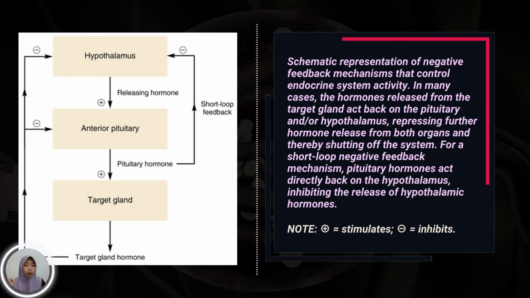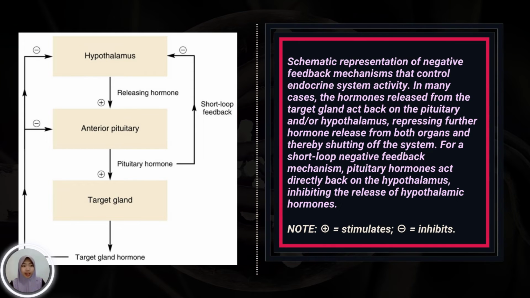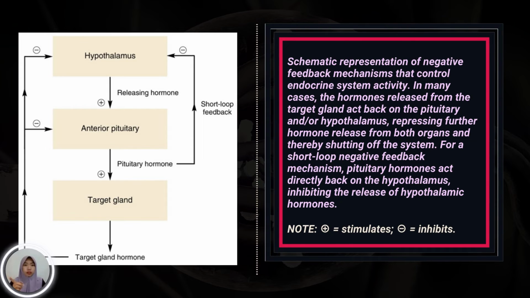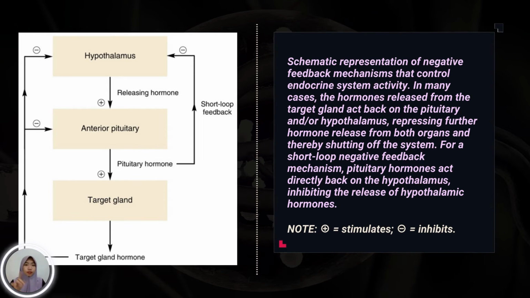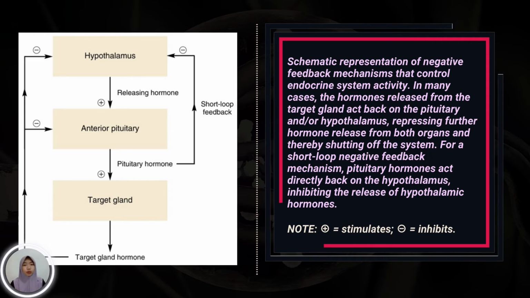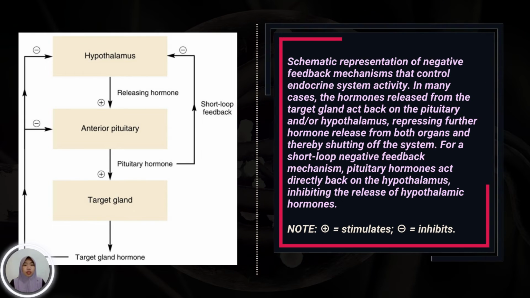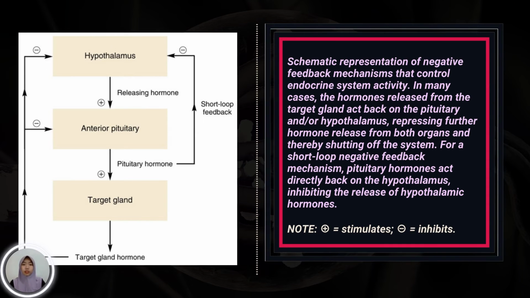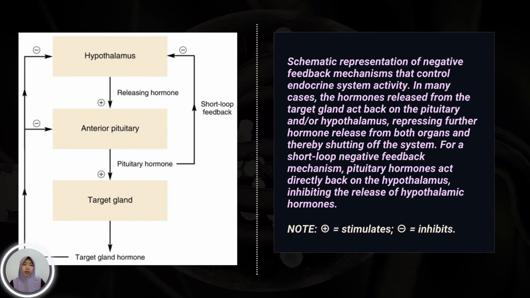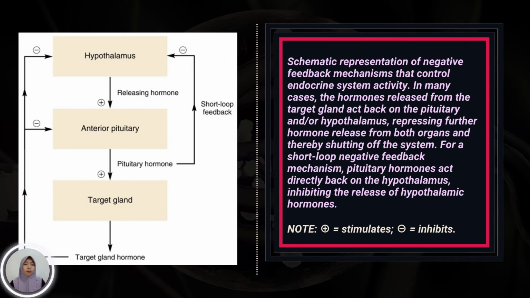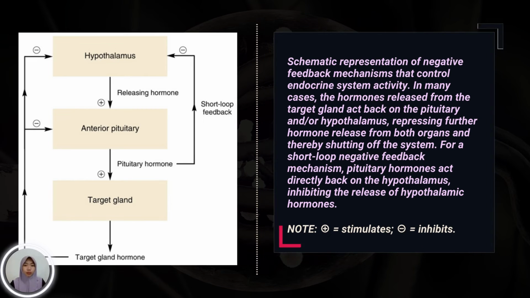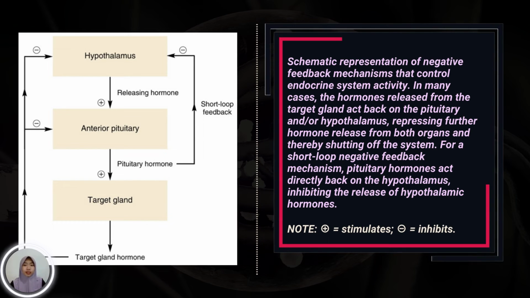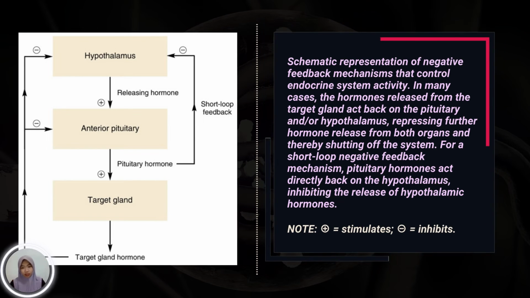In many cases, the hormones released from the target gland act back on the pituitary and the hypothalamus, repressing further hormone release from both organs and thereby shutting off the system. And for a short loop negative feedback mechanism, the pituitary hormones act directly back on the hypothalamus, inhibiting the release of hypothalamic hormones. So note that the plus sign means it stimulates and the negative sign means it inhibits.